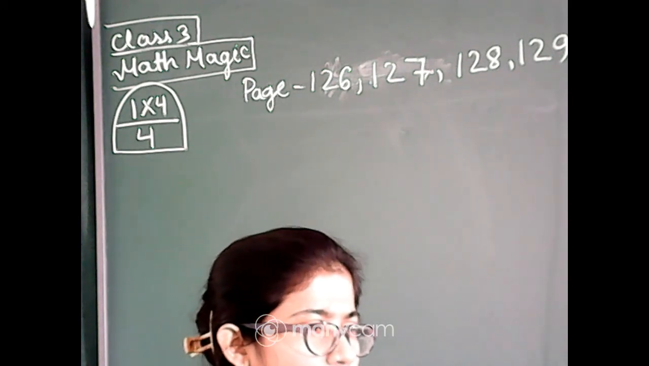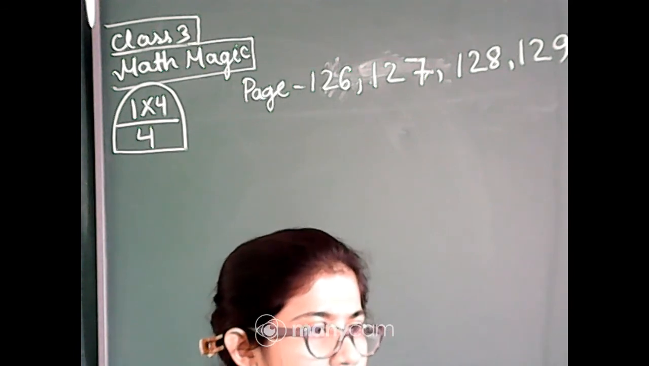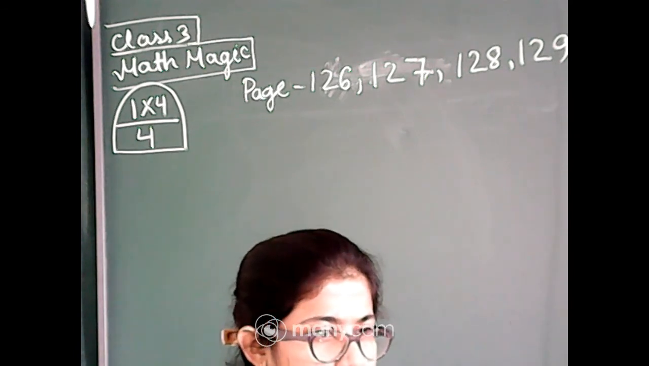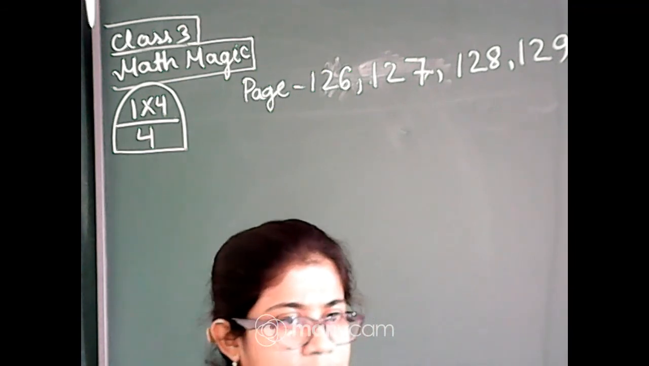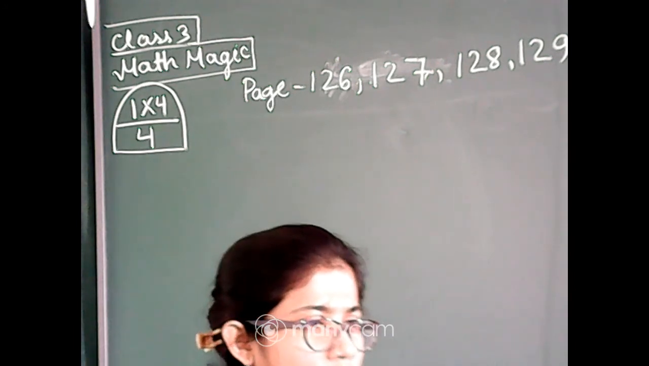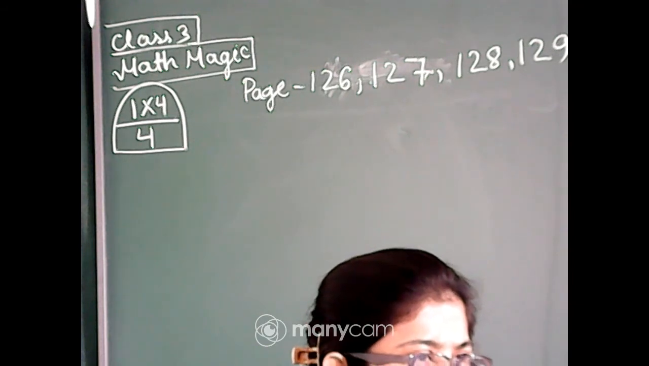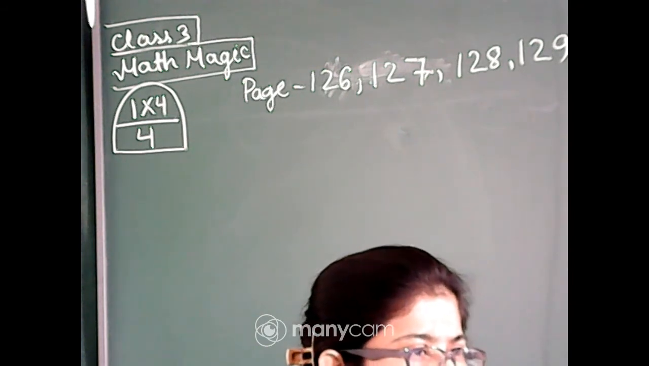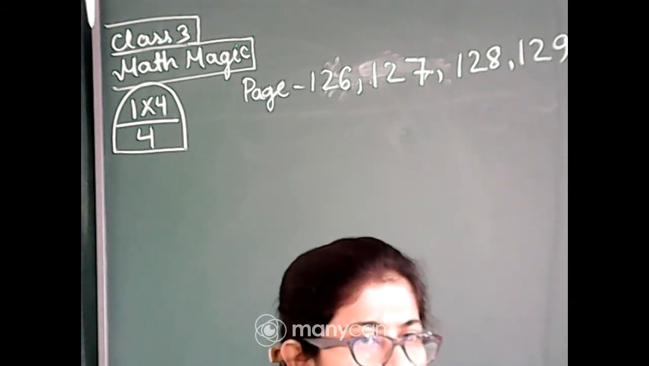Ayush Mondol. Okay, Ayush, everything is all right on pages 126 and 127. Aniruddha Goswami, 127 is all right.